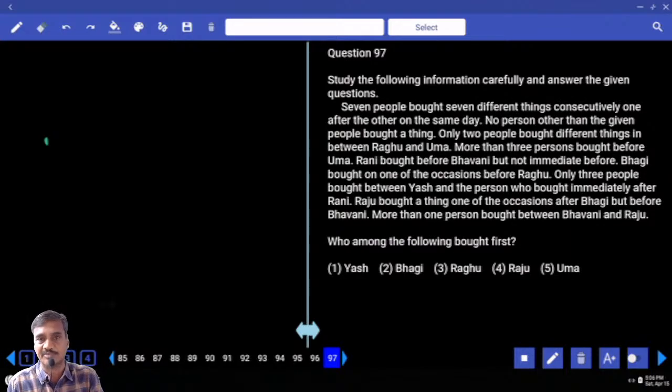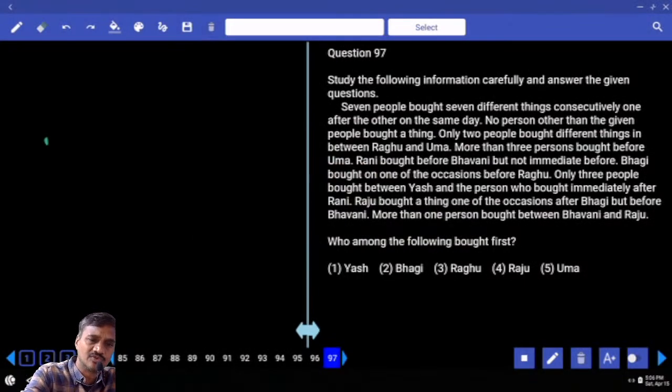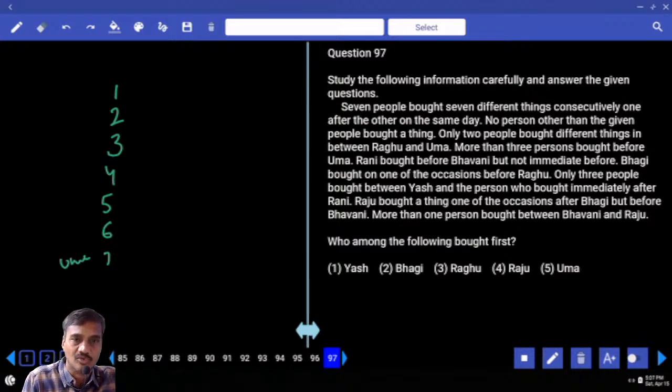ఎంతమంది ఉన్నారు చెప్పండి? 4, 5, 6 and so on are the possibilities we have. Then 1, 2, 3, 4, 5, 6, 7 were there. If you take Uma at this place, Uma can be here. More than 3 means 4. Or Uma can be here. How many people? 5. And more than 3 people. Let us take these 2 possibilities.